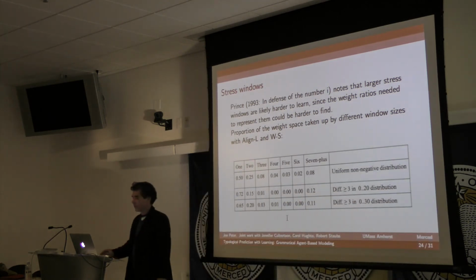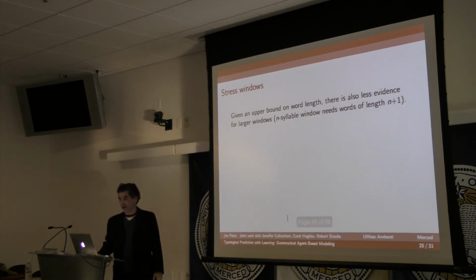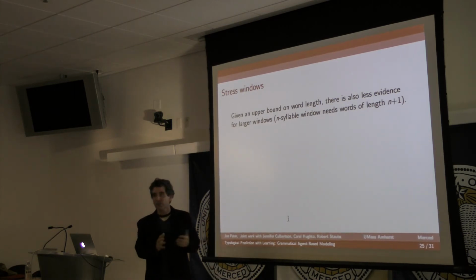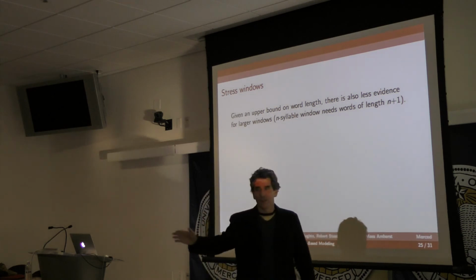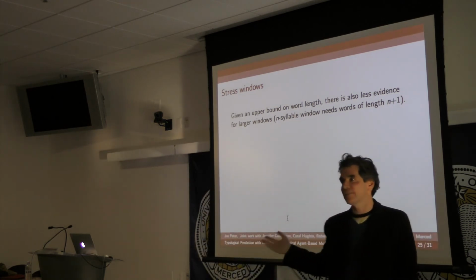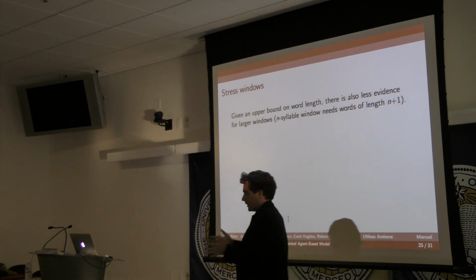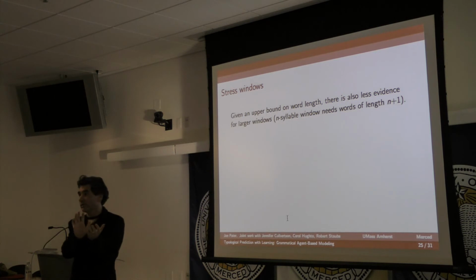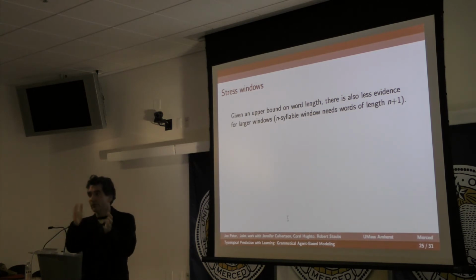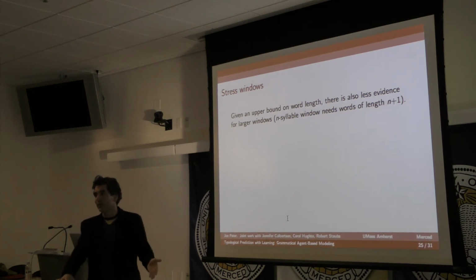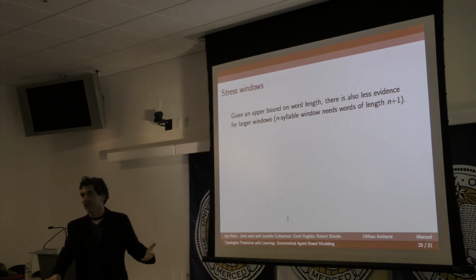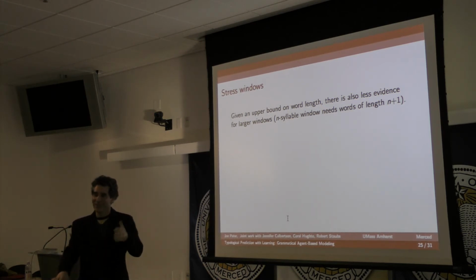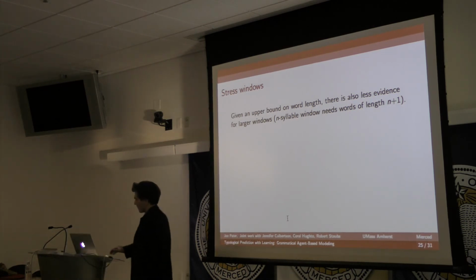This brings up the other factor about stress windows and learning. There's also less evidence for the larger windows, so not even thinking about the fact that you have a Zipfian distribution over word lengths. If you just think about the fact that for a 2-syllable window, in order to see that there's a 2-syllable window, you need words that are 3 syllables in length, because you'll see that you put stress on, say, the penultimate syllable, not the antepenultimate syllable. For a 3-syllable window, you need words of 4 syllables in length. So the 2-syllable windows, you get evidence from the 3-syllable words, the 4-syllable words, the 5-syllable words, you see what I mean.